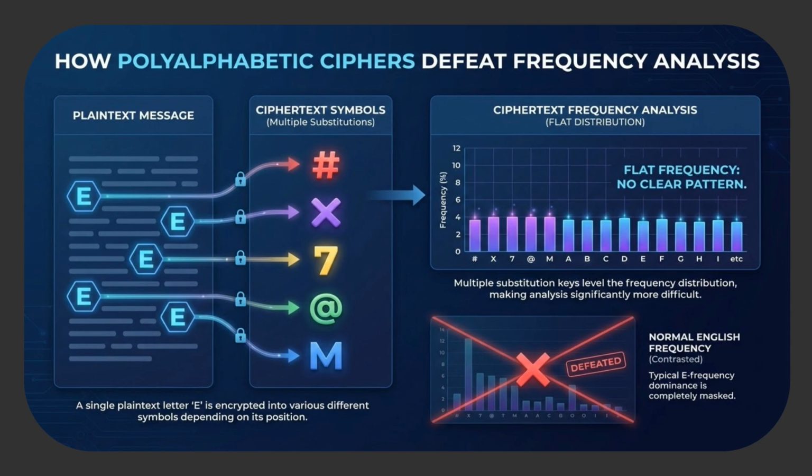Polyalphabetic ciphers defeat this attack because the letter E is replaced by many different characters throughout the message. This makes the frequency graph appear flat, preventing the hacker from making confident guesses.